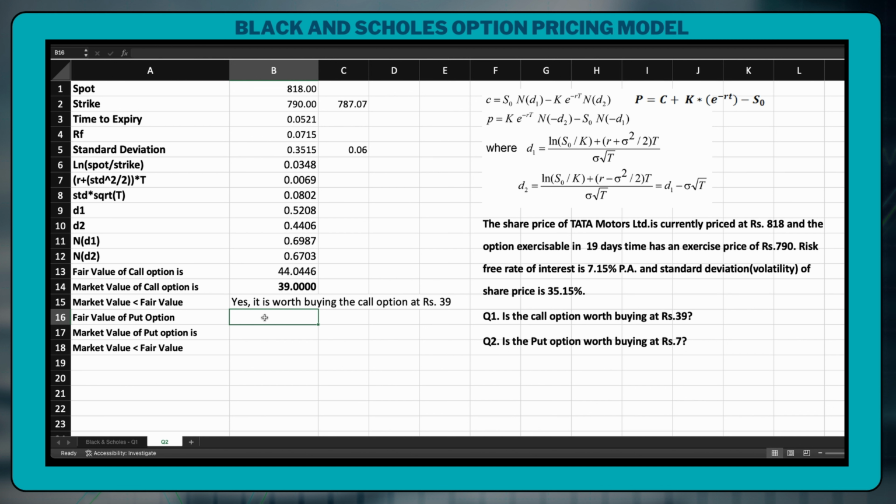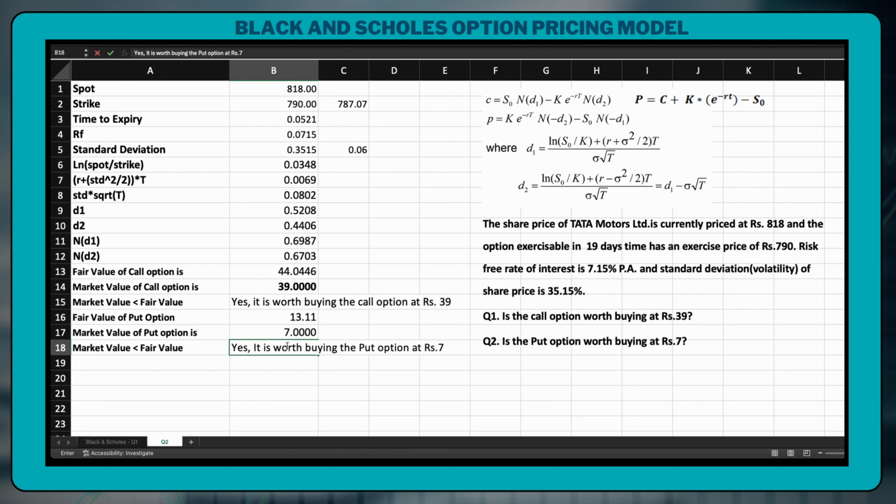Now let us compute the value of the put option using the put call parity formula, as we already know the value of the call option. So value of put option equals value of call option, or the call premium, plus the present value of strike, that is strike into e to the power minus RT, minus the spot price. So we get the fair value of the put option to be 13.11 rupees. Again, if we compare this with the market price, which is just Rs 7, it is definitely worth buying.